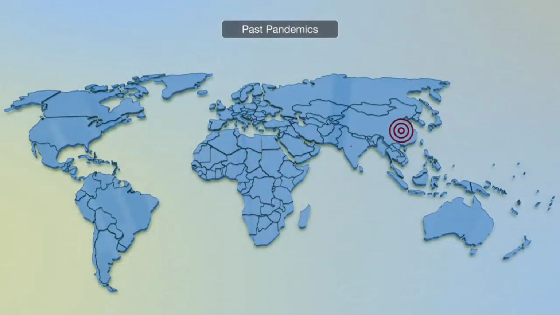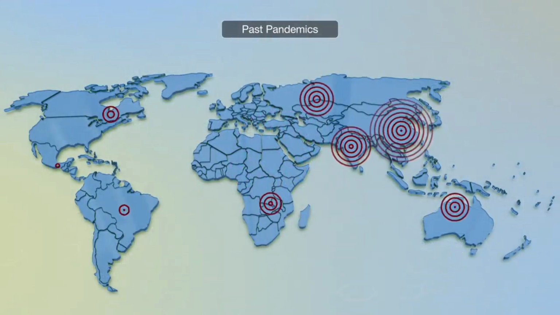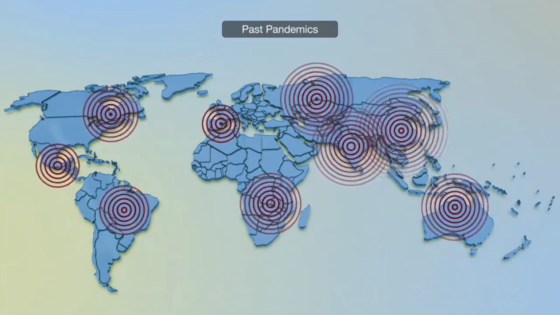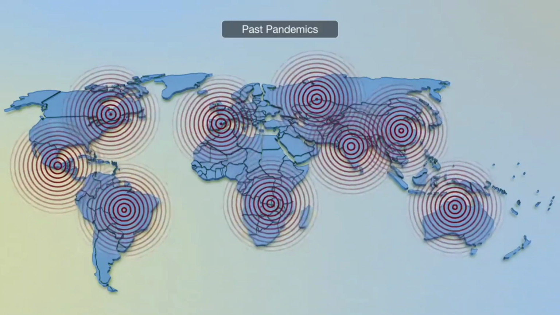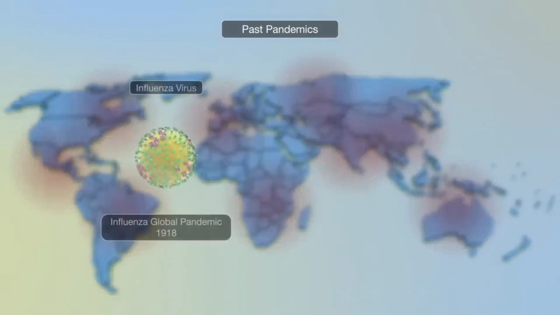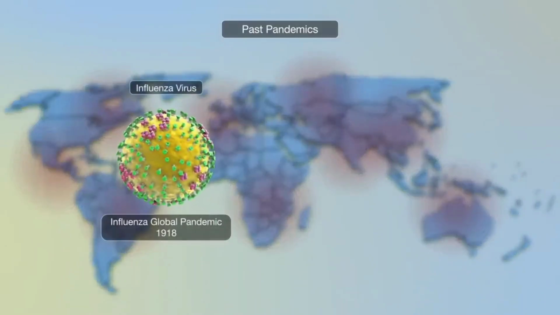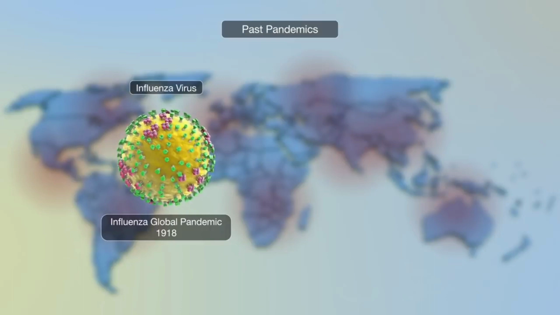Pandemics indicate outbreaks of disease that spread to cover an entire region or the world. A pandemic can result in massive loss of life. In the last 100 years, there have been 4 global pandemics, the worst with the 1918 influenza pandemic, resulting in an estimated 50 to 100 million deaths.